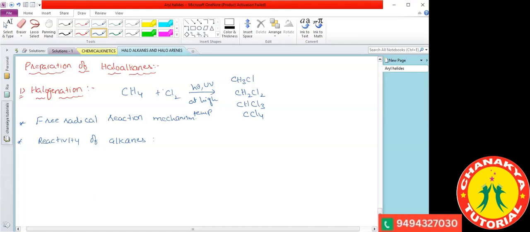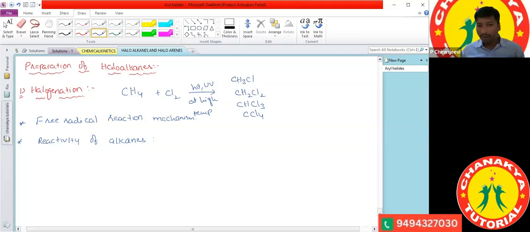The primary is like the halogen attached to one carbon; primary, two carbons, secondary, and three carbons, tertiary. Very good, Ritu. Here, primary means, let us see.